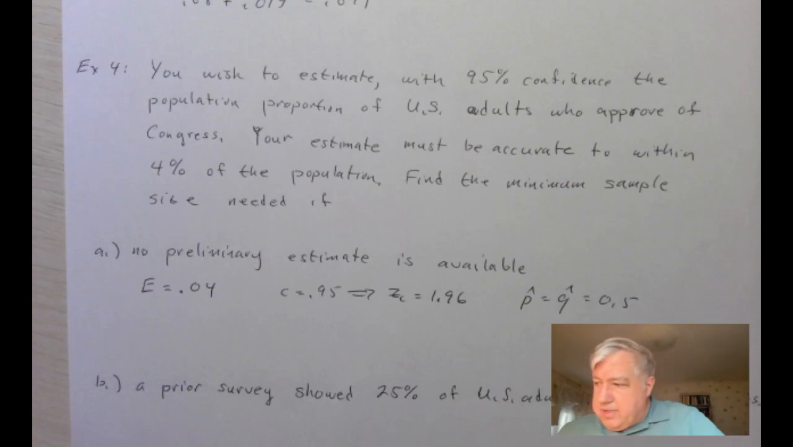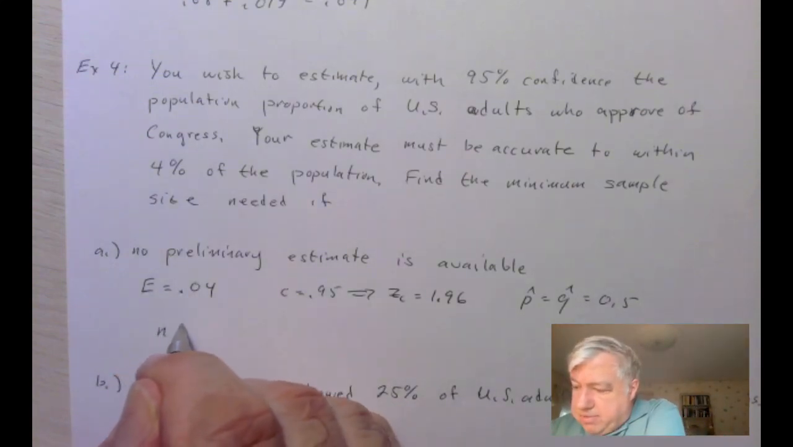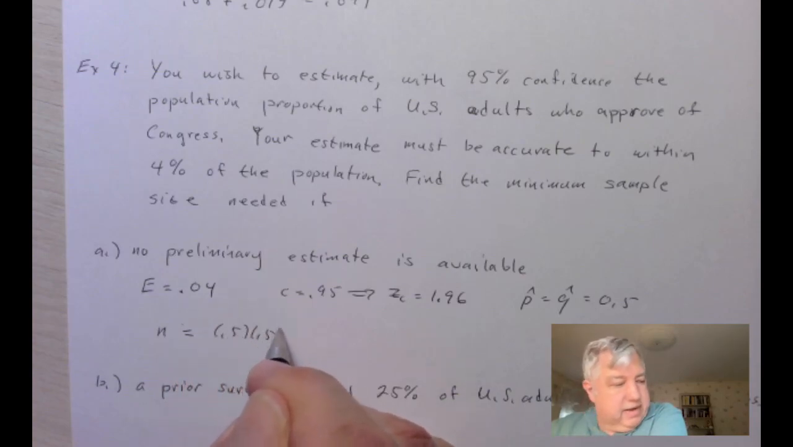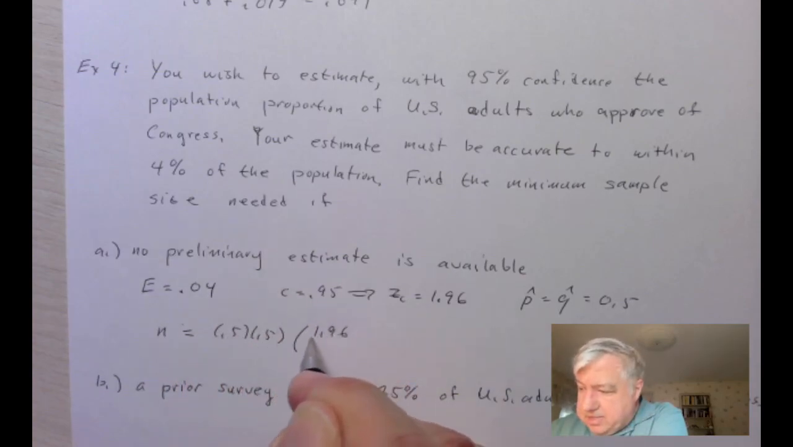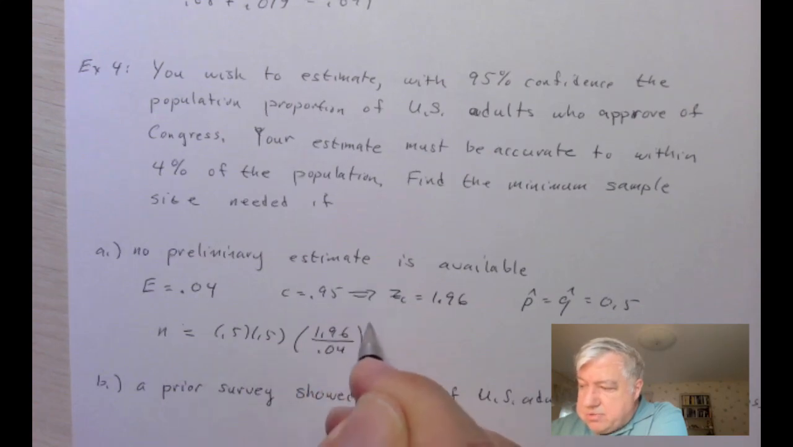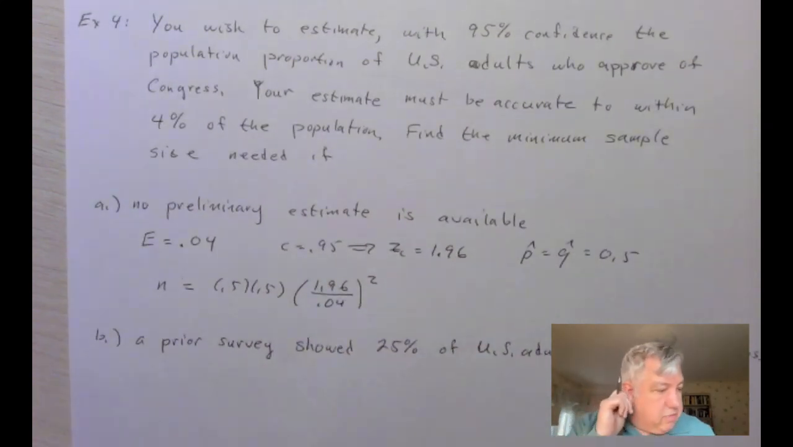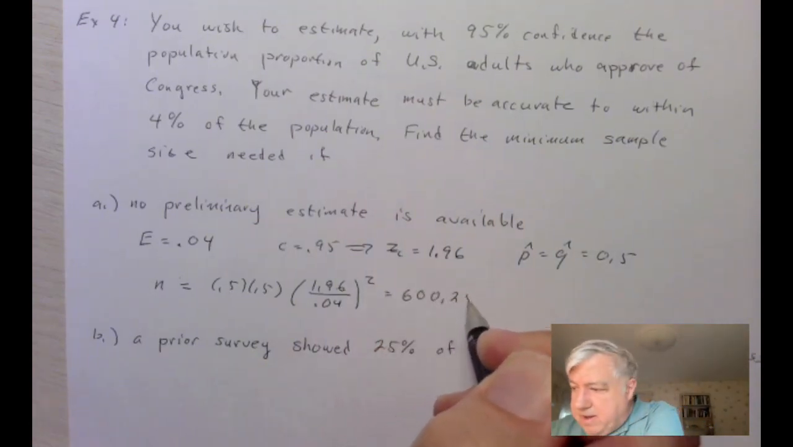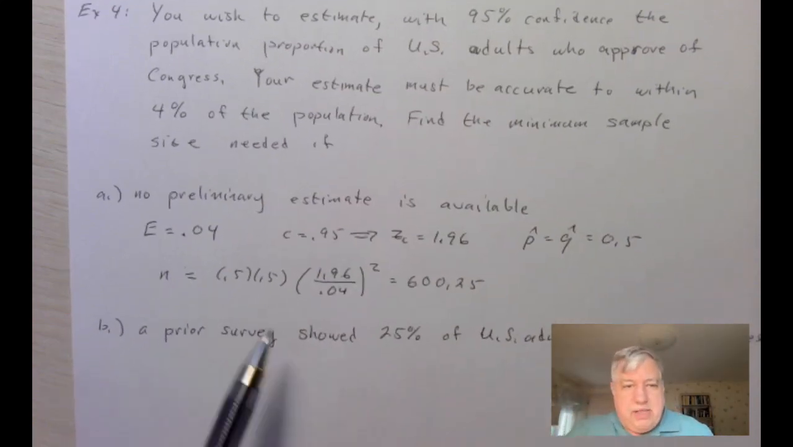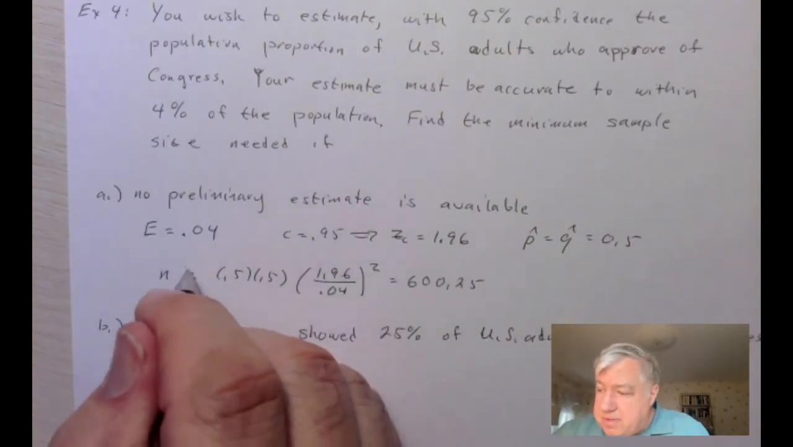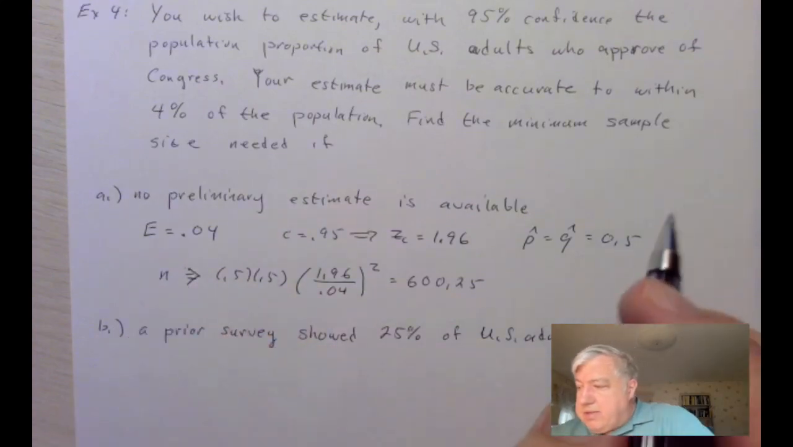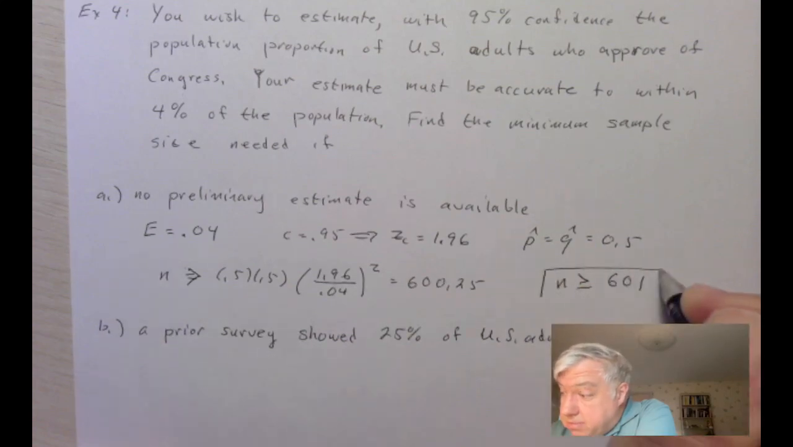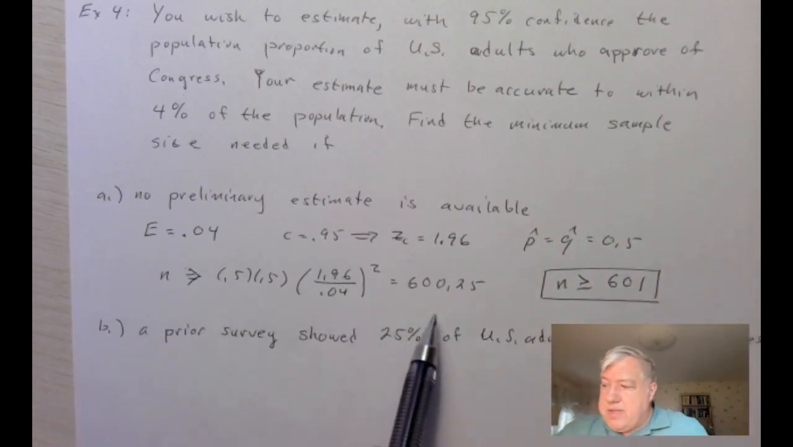Okay. So in this case, N is greater than 0.5 times 0.5 times 1.96 divided by 0.04, squared. When we calculate this all out, this is 600.25. Because N needs to be strictly bigger than this, we need N to be at least 601. We don't say 600 because that would be less than this.